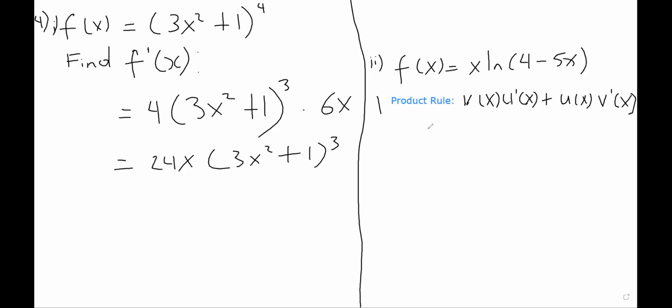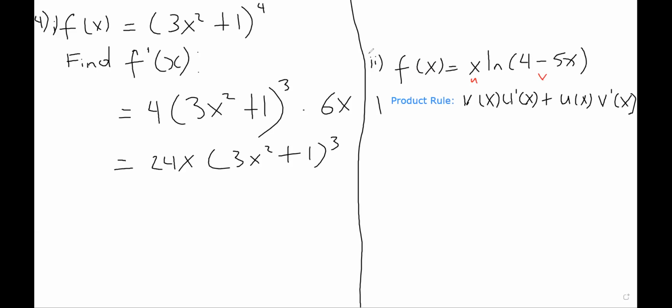Let me just change the color of this to make it easier. All right, let's make this red. So we have our x, which is our u, and then we have our ln of 4 minus 5x, which is our v. So now we just need to plug and chug.